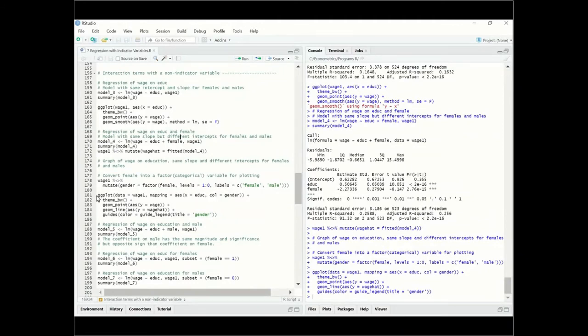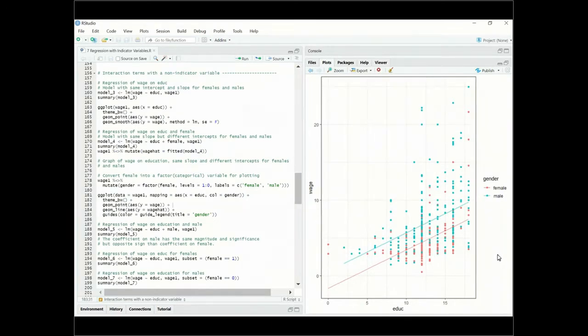So now if we want to plot using ggplot, we could plot education on the horizontal axis. We would have two different lines based on gender, and we would be plotting the actual values for wage and wage hat, which will be the fitted values from this model that included female as an independent variable. So we would be plotting all of that. Let's see what the graph is showing here.